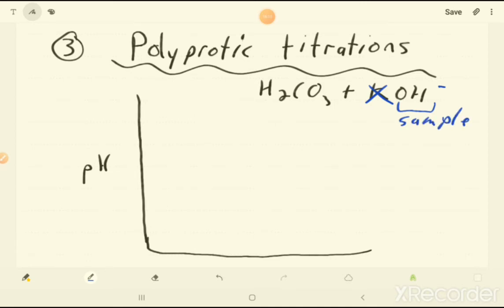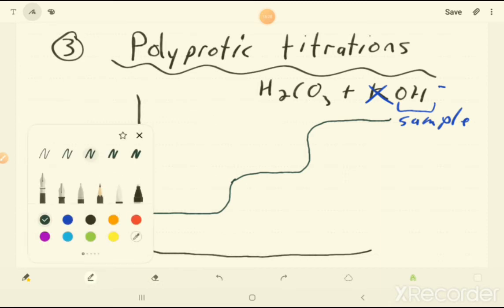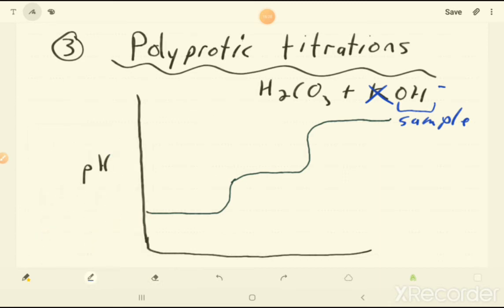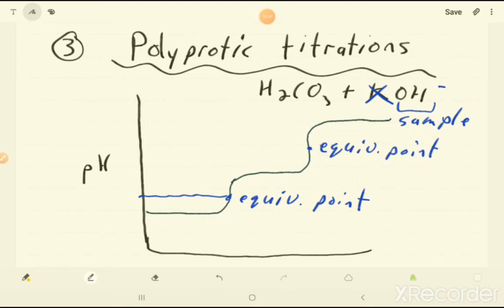Now let's say that this here is the sample. This is how the graph would look. You would have two buffer regions and two equivalence points, but let's prove each of the buffer regions. So you've got two equivalence points here, as there appear to be two steps. So this is equivalence point 1. And here's another equivalence point. But that's not going to be the focus of this exercise. We just want to show you where that would be.